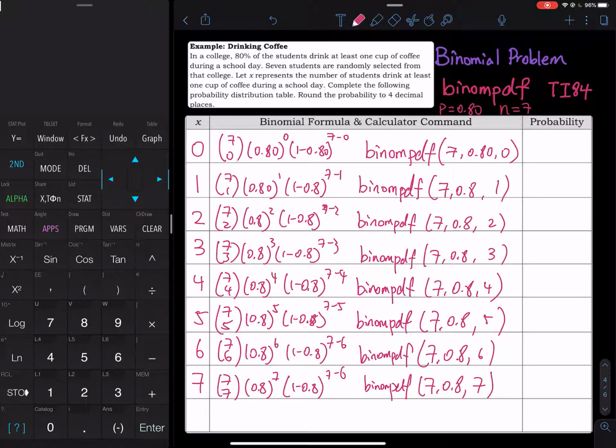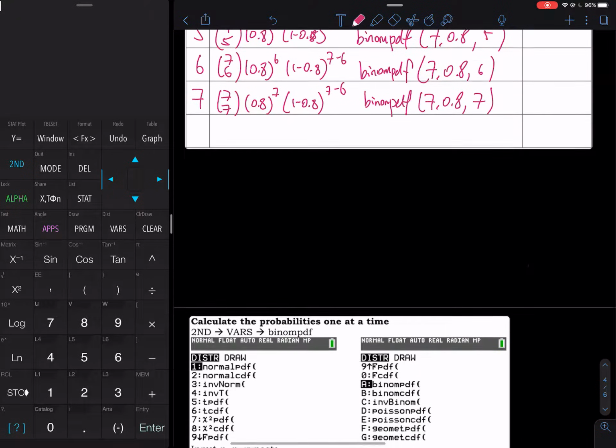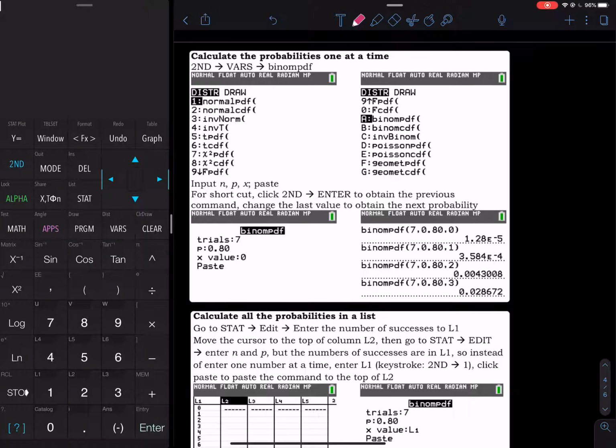The screenshot is on the next page of these notes. So let me move over there, and then I will show you the screenshot and the calculator at the same time. The first method is finding the probabilities one at a time. So one at a time, we go to 2nd VARS, and then we choose binomial PDF, not CDF, PDF. PDF is finding probability one at a time.